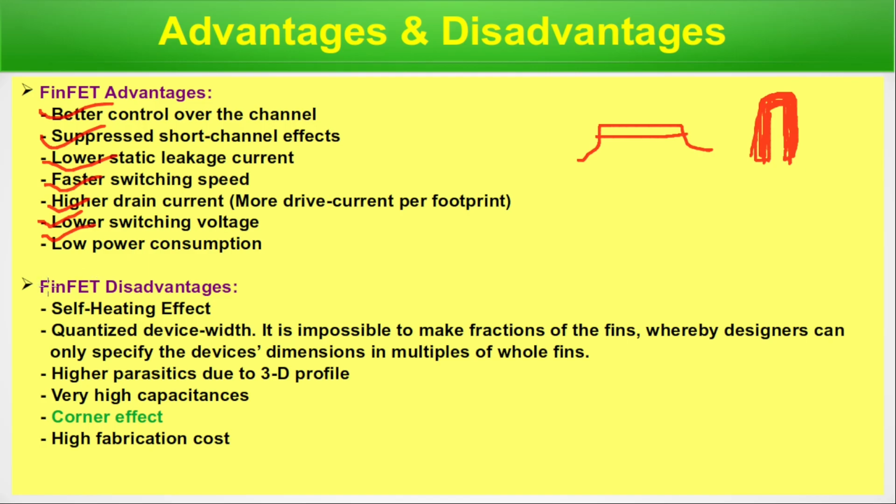Now FinFET disadvantages: self-heating effect. Self-heating is even more predominant in case of SOI FinFET. Now quantized device width. It's impossible to make a fraction of the fins. There is always a ratio, whereby designers can only specify device dimensions in multiples of whole fins. Now higher parasitics due to 3D profile. Parasitic effects are there, very high capacitances, corner effect, and fabrication cost is higher because of this new structure, and more even with SOI wafer. So we are done with these advantages and disadvantages slide. We will move to the next slide.